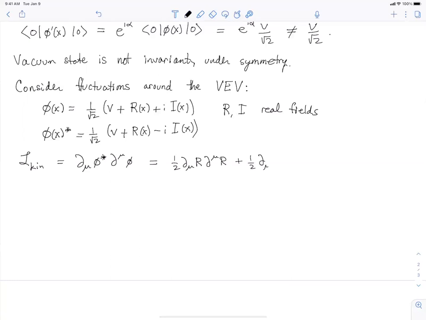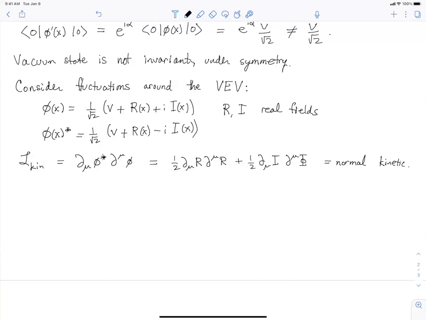Namely, you get kinetic terms for each of R and I. These are normal kinetic terms. And notice there's a factor of 1/2 because real fields have a 1/2 in their kinetic term, whereas the complex fields don't. That's why there's a 1/√2 in front of these.